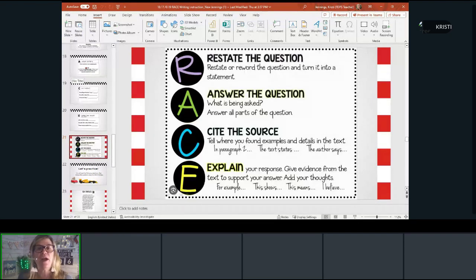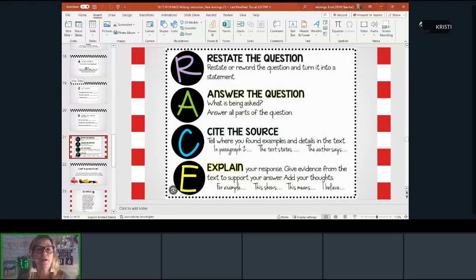The A stands for answer the question. What is being asked? The question that we use in our example asked what the word portable means in the actual paragraph. So you answer the question. How are we going to answer it? Well, we're going to cite the information, which is C. C says cite the source. Tell where you found examples and details in the text. You can say in paragraph 2, the text states, or the author says.